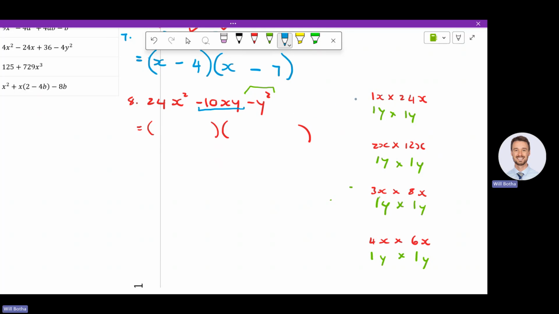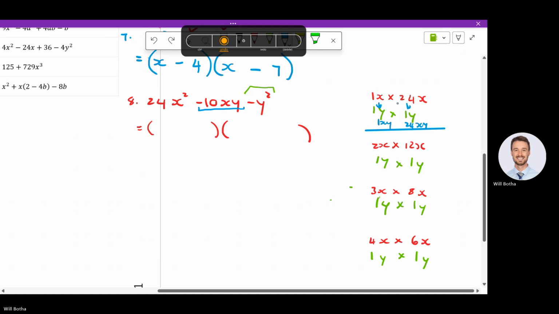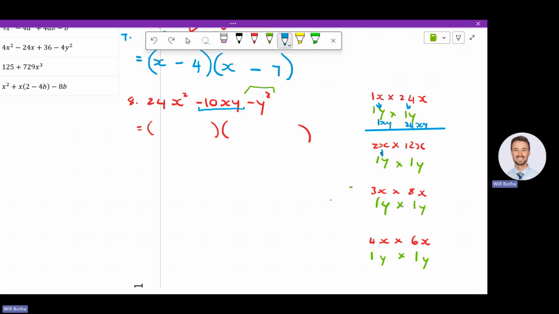I want to get a middle term of negative 10xy. If I go straight down, that gives me 1xy and 24xy. Can 1xy and 24xy give me 10? No. Going across doesn't make any difference with that particular example. Let's do the other one. I get 2xy and 12xy. Can 2xy and 12xy give me a 10? Yes, it can.